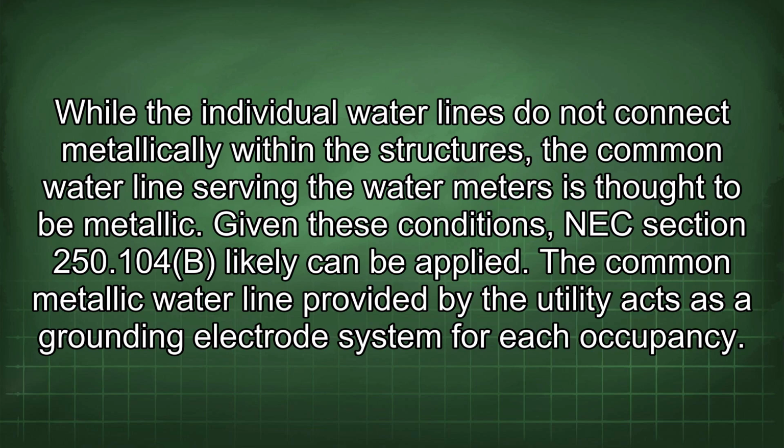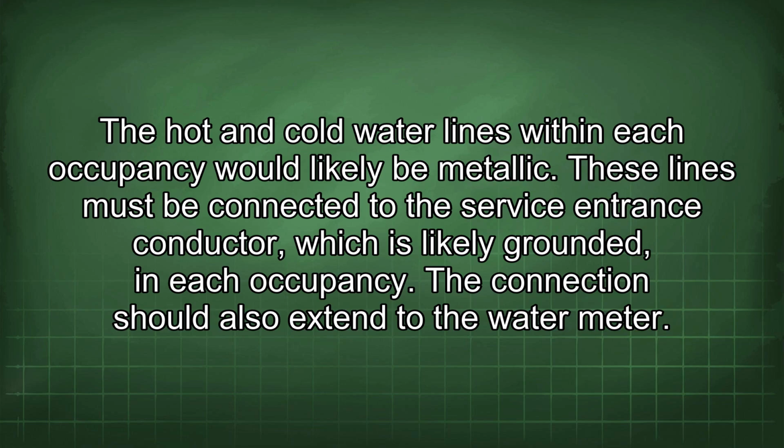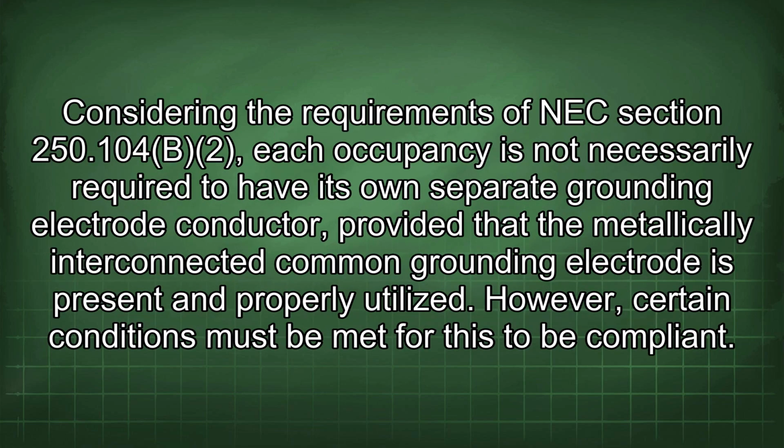The common metallic water line provided by the utility acts as a grounding electrode system for each occupancy. The hot and cold water lines within each occupancy would likely be metallic. These lines must be connected to the service entrance conductor, which is likely grounded in each occupancy. The connection should also extend to the water meter. Considering the requirements of NEC Section 250.104(b)(2), each occupancy is not necessarily required to have its own separate grounding electrode conductor, provided that the metallically interconnected common grounding electrode is present and properly utilized.